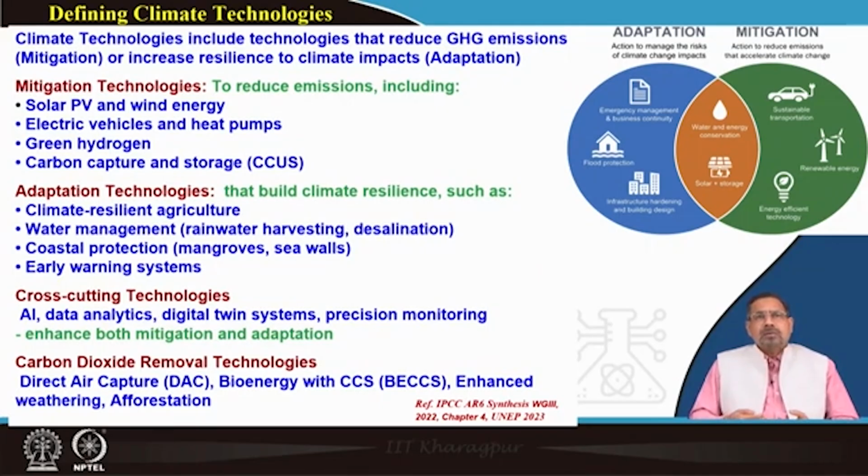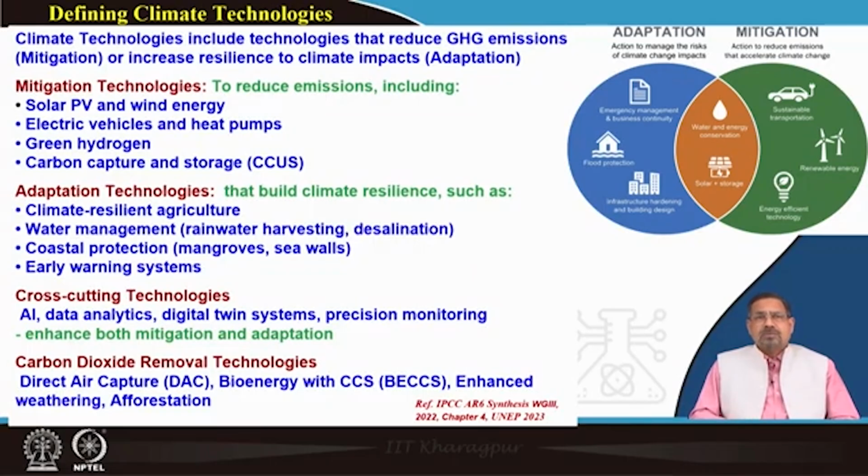Now, moving on to the other technologies that enable or help in realizing this: the cross-cutting technologies such as artificial intelligence, large data analytics, digital twin systems, and precision monitoring. All these technologies enhance both mitigation and adaptation.